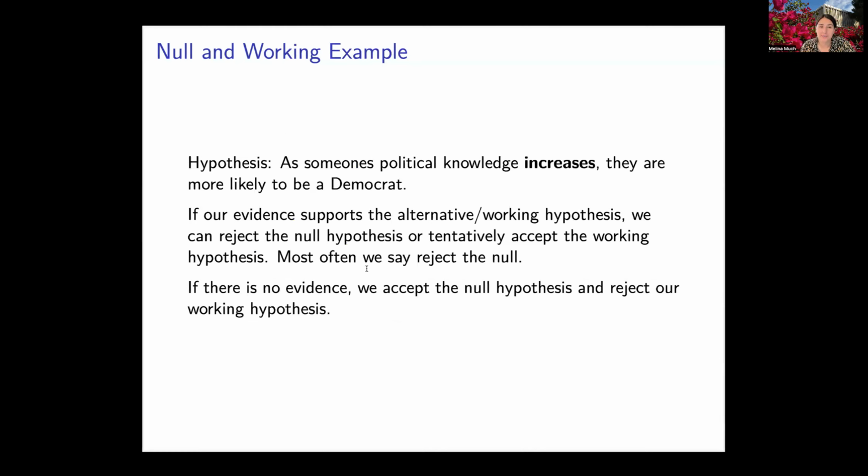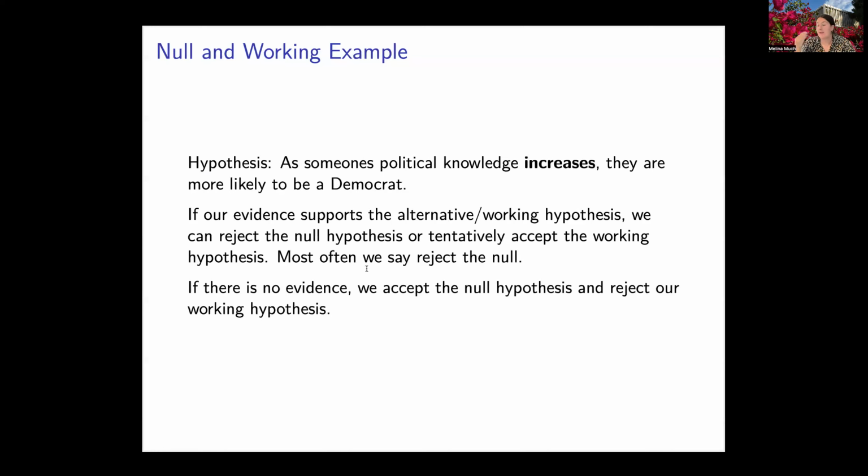So just to rehash this example: as someone's political knowledge increases, they are more likely to be a Democrat. This is our alternative. If we wanted to test this in the actual framework, if our evidence supports the alternative or working hypothesis, we can reject the null. The framework and language we always use is rejecting the null, which means that we do have evidence for our working hypothesis. The alternative to that is saying we tentatively accept the working hypothesis, but I want you to get in the habit of saying we're rejecting the null.